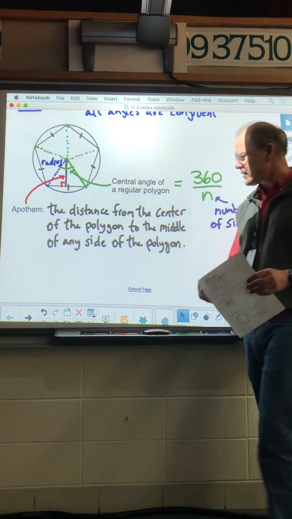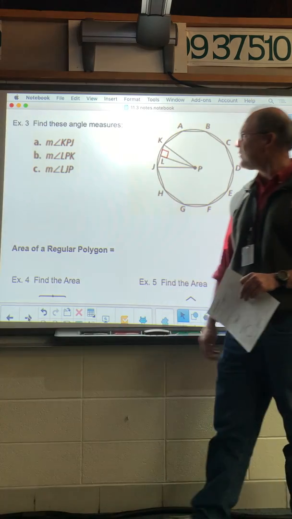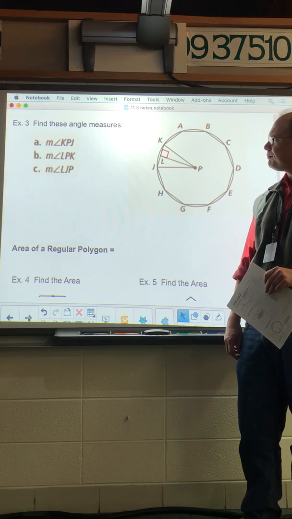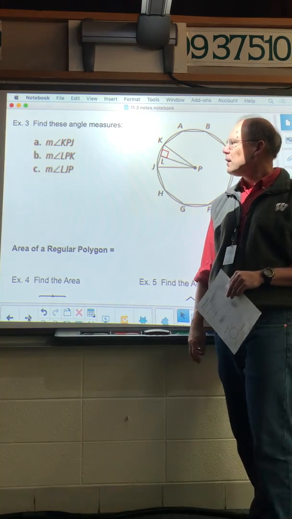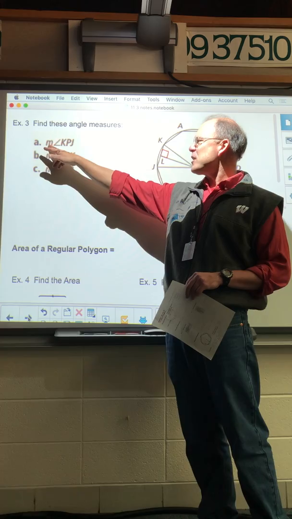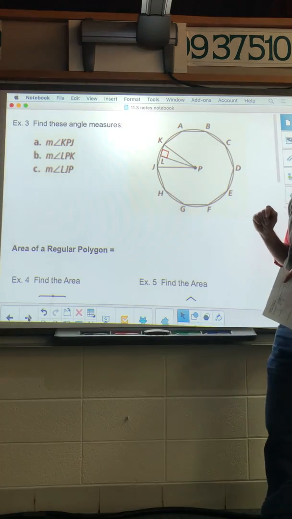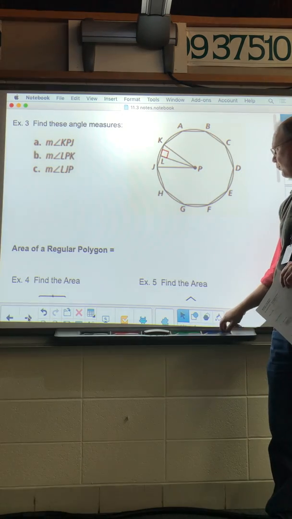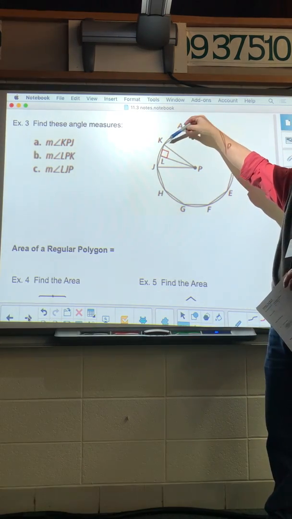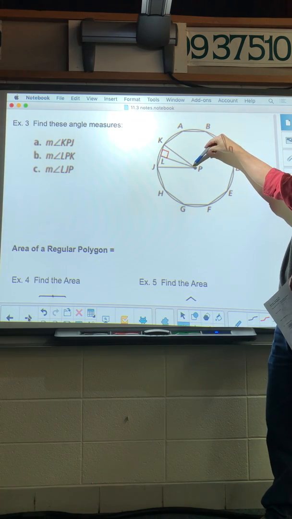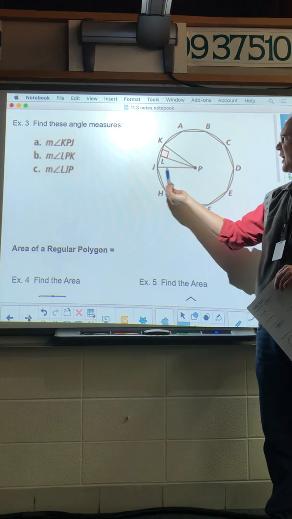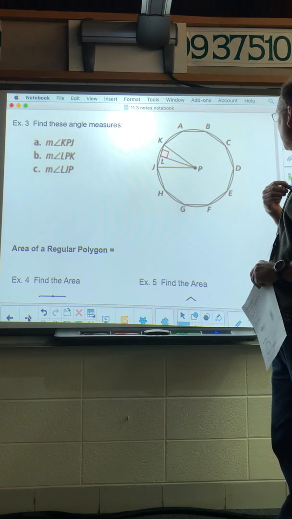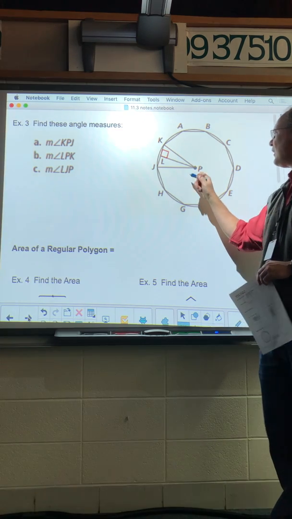Okay, so on the top and back side there is some practice finding central angles. Okay, so M stands for measure. So angle KPJ. So the angle formed going from K to P and P to J. Okay, so that's a central angle, right?